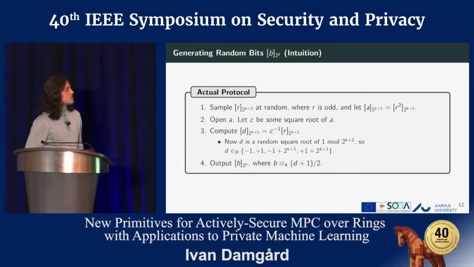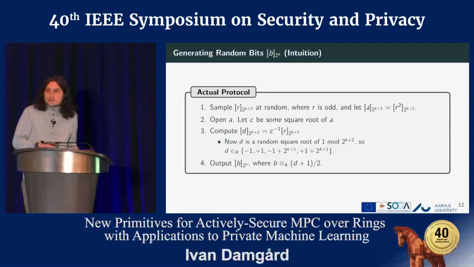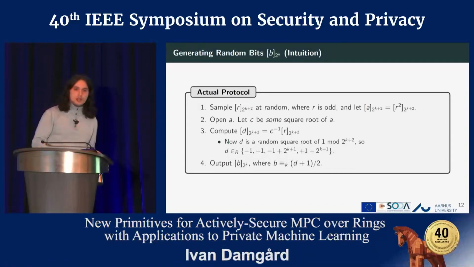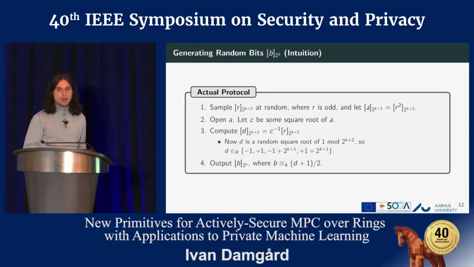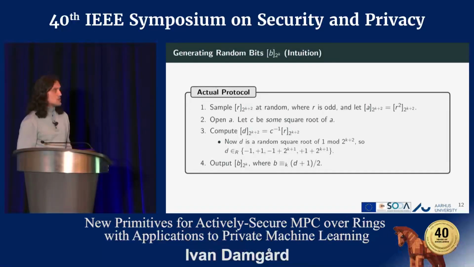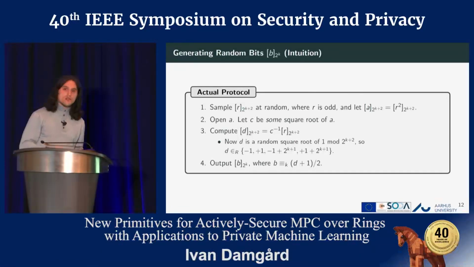Well, three main things. So first of all, we're going to increase the modulo a bit. We're going to sample R modulo 2 to the k plus 2, and hopefully in a moment you'll see why this is useful. We're also going to ensure that it's odd. This is super straightforward because you just take any random number, multiply by 2, and add 1. Then you get a random odd number. You square it. You open it. Everything looks the same so far. Let C be some square root of it, same. Let's define D to be this, which is, again, a square root of 1.